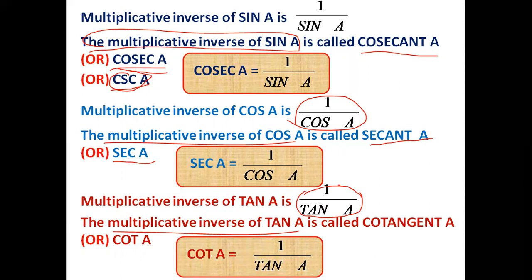We learned trigonometric ratios sin A, cos A, and tan A in terms of the ratio of sides of the right angle triangle. That means sin A is equal to opposite side by hypotenuse. Cos A is equal to adjacent side by hypotenuse. Tan A is equal to opposite side of angle A by adjacent side of angle A. Similarly, we can write cosec A.